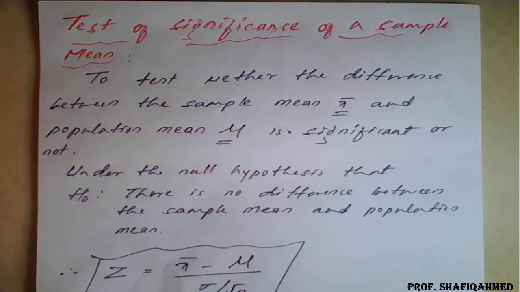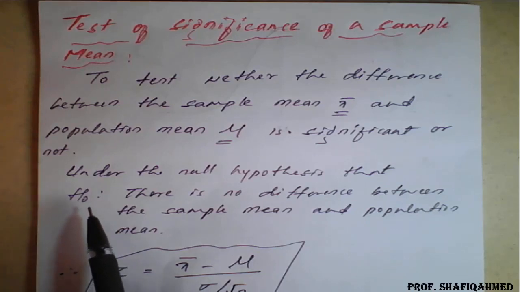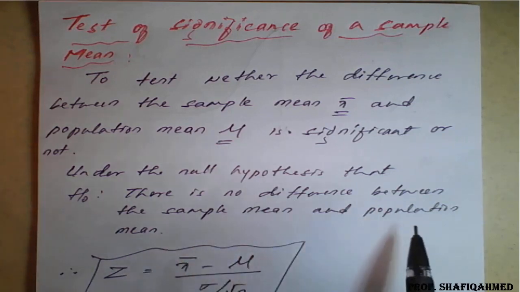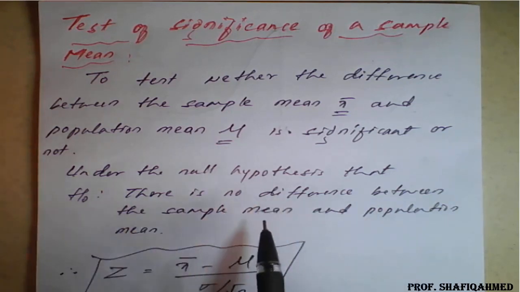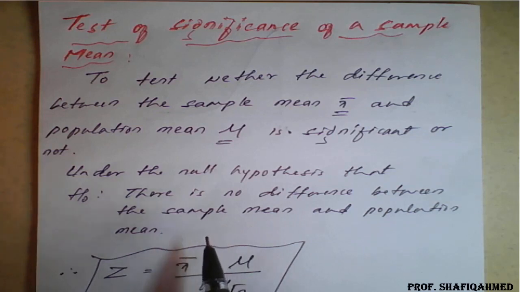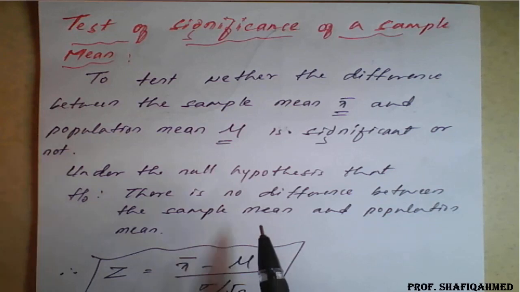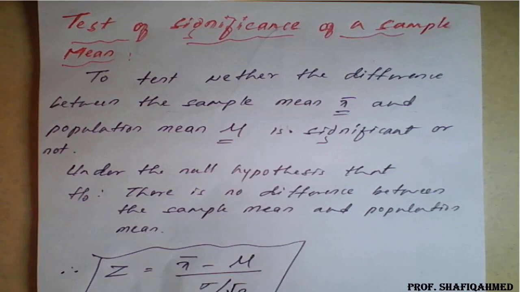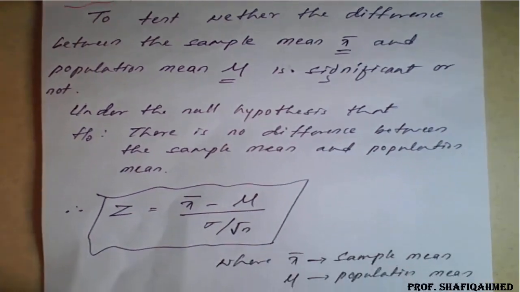For that we need to consider the null hypothesis: there is no difference between the sample mean and the population mean. Whether this hypothesis should be accepted or rejected depends on the values we have for 5% and 1%. We have those values, so we need to check against them. We have a formula to solve this.